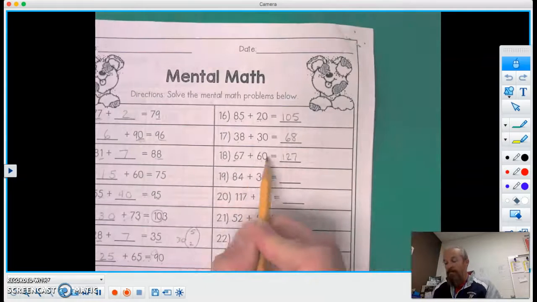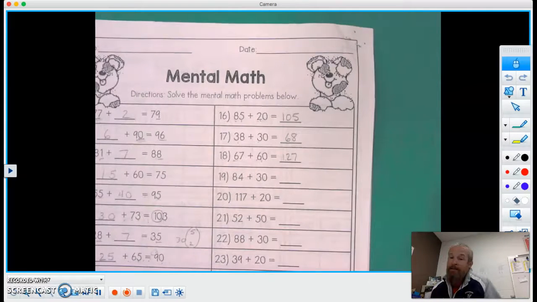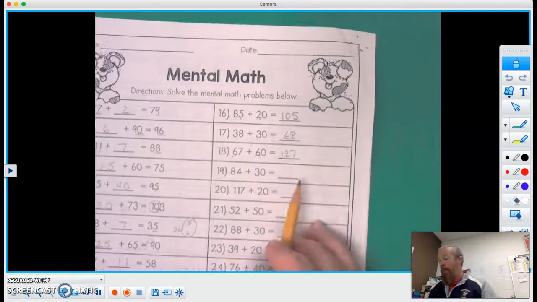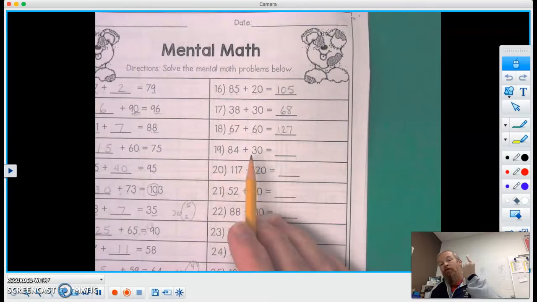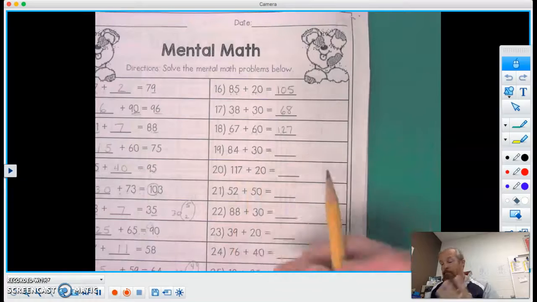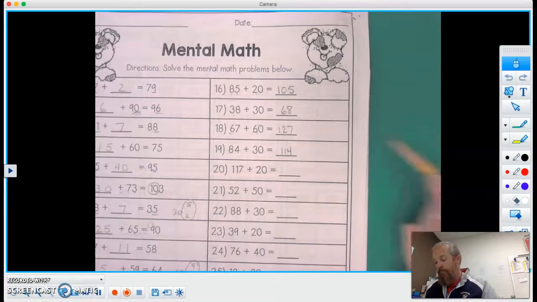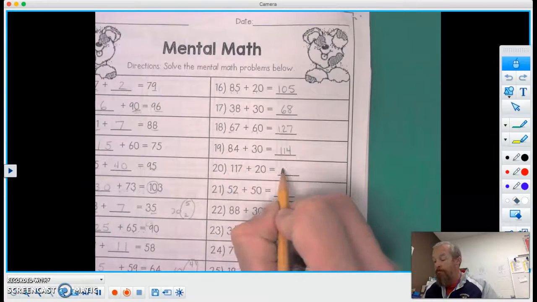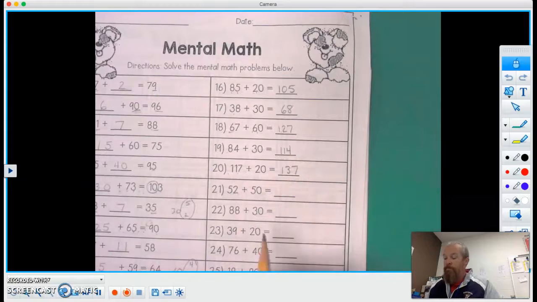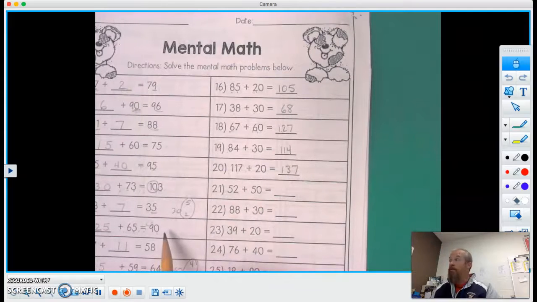Or 6 plus 6 is 12. 7 plus 0 is 7. Kind of whatever works best for you, right? Okay. 84 plus 30. 84, 94, 104, 114. 117 plus 20. 117, 127, 137. So 52 plus 50, so 52, 62, 72, 82, 92, 102.